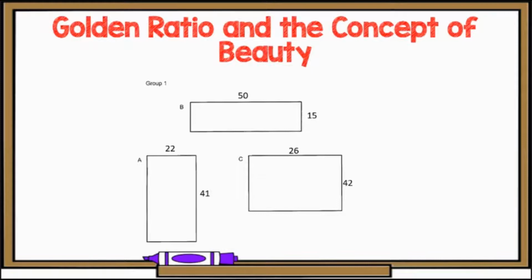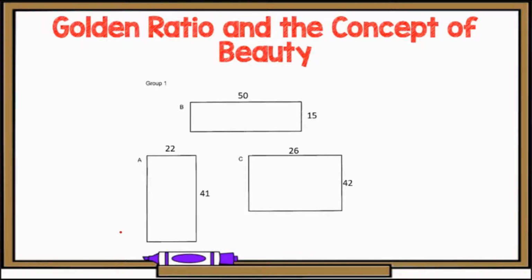Okay, if your answer is A or B, nako, hindi masyado maganda ang taste nyo according to the golden ratio. Kasi si C has the closest ratio to phi. Let's compute. So according to the definition earlier, to get the ratio, divide the longer side by the shorter side.